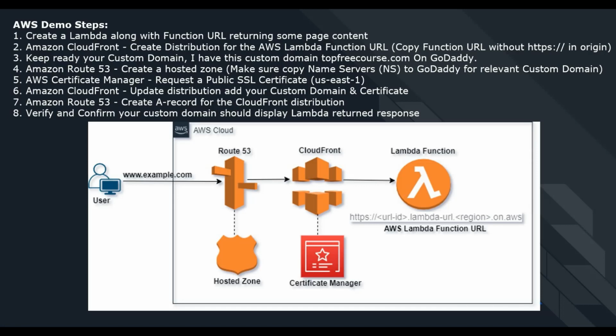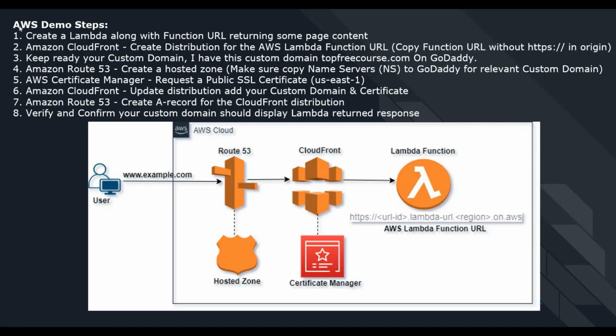So at the end of this session you will easily get an idea of how you can get the Lambda response by calling a custom domain like www.example.com, whatever your own domain is, instead of calling the Lambda function URL pattern.